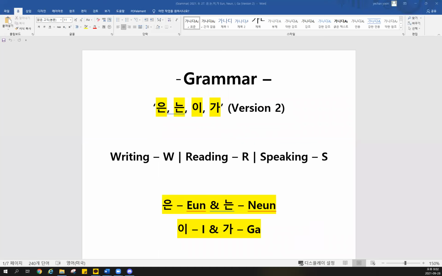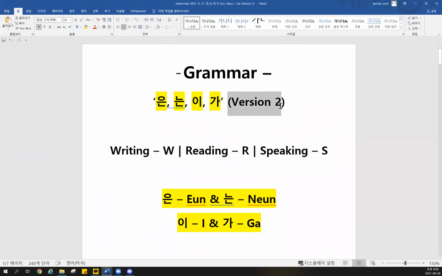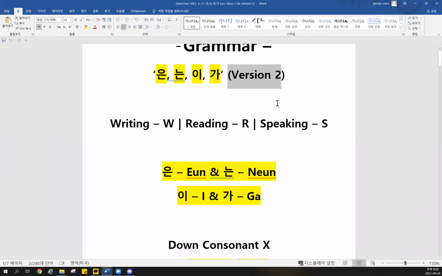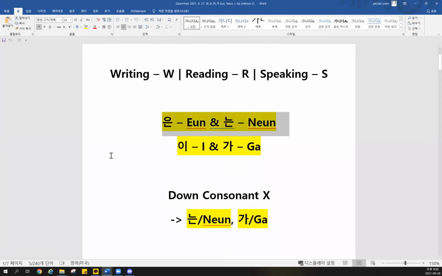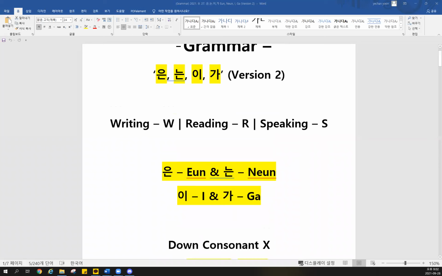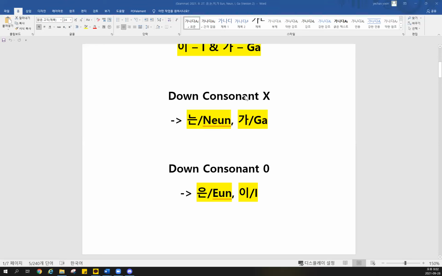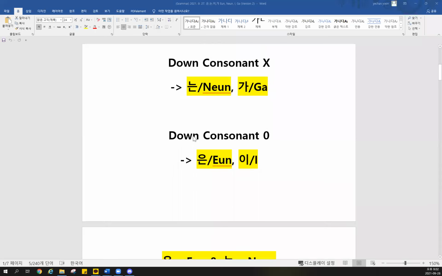Okay, so let's go to our today's class. We're gonna learn about the grammar for Eun-Neun-I-Ga for today. This is like a continuous class from yesterday, the previous class. So Eun and Neun is going to be one set, and I and Ga is going to be the other set. If they don't have any down consonant, then you can put Neun or Ga, but if they have the down consonant, then you can use the Eun and I.